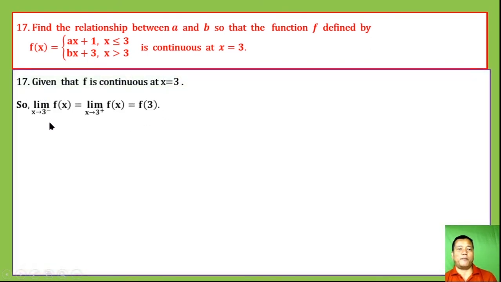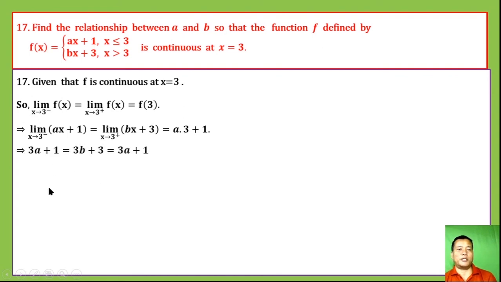Since f is continuous at 3, the left hand limit at 3, the right limit at 3, and f of 3 are equal. f of x is ax plus 1 for x less than or equal to 3, and bx plus 3 for x greater than 3. Evaluating a times 3 plus 1 and equating, we get 3 times a minus b equal to 2, which is the required relationship.